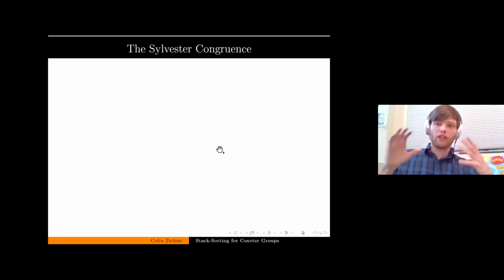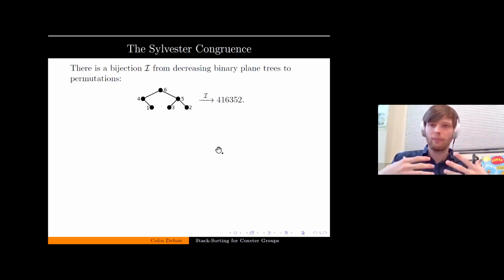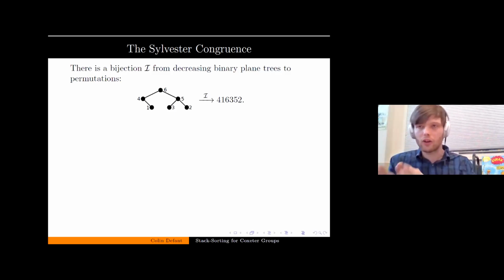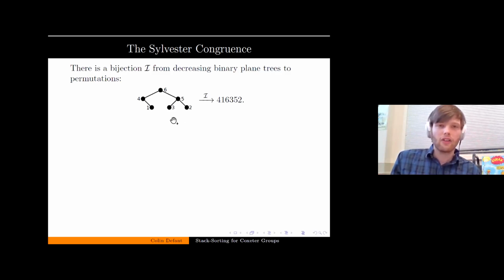Okay, now on symmetric groups, there's this nice congruence called the Sylvester congruence, and it's defined using decreasing binary plane trees. So a decreasing binary plane tree is a rooted tree in which every vertex has at most 2 children. Every child is designated as either a left child or a right child, and it's bijectively labeled with the numbers from 1 to n, so that if you start at any vertex and you move down a path, the labels decrease as you go down that path. For example, if I started at the root and walked down this path here, I'd read off 6, 5, 3, and so they're decreasing as I go down.